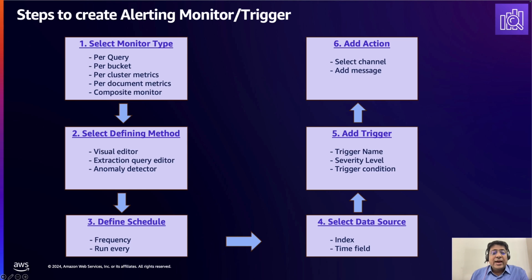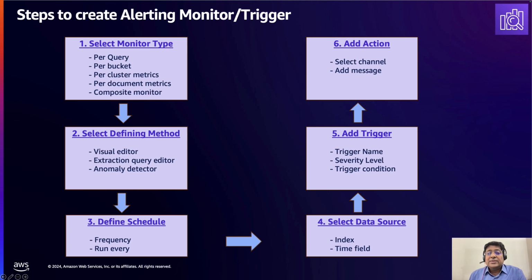After the monitor type and defining method are selected, the user will need to define the schedule for the alert configuration. After the schedule is defined, the user will need to select the data source. The data source, based upon the monitor type, can be either index or time field or both. After that, the trigger condition needs to be defined. To define it, the trigger name, severity level, and trigger condition need to be configured.